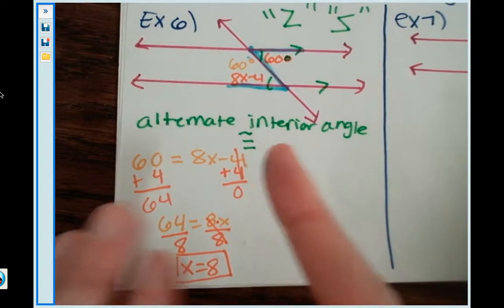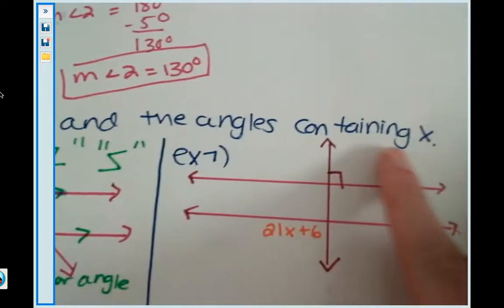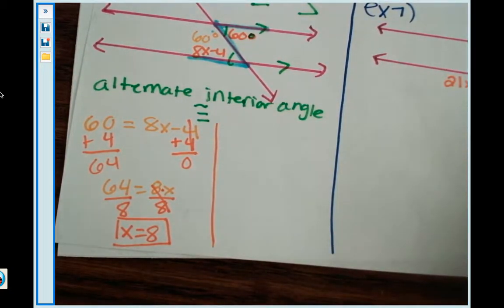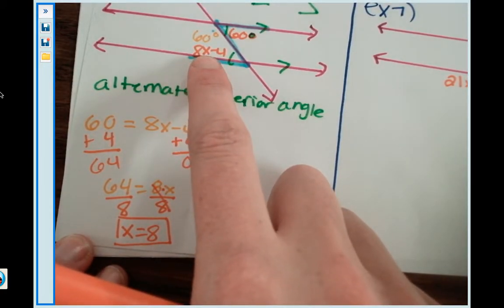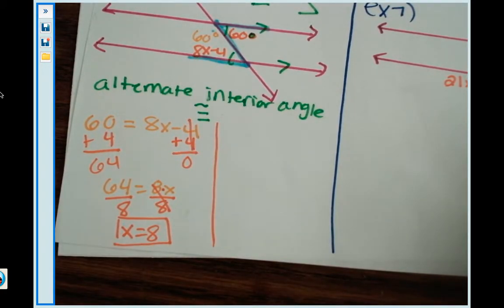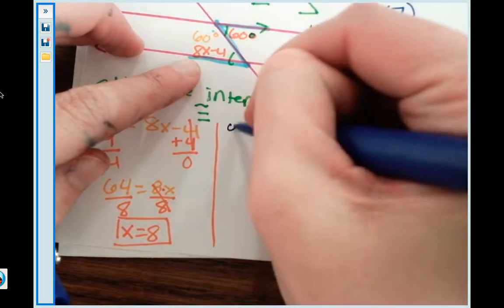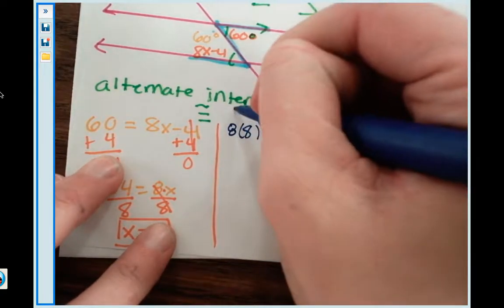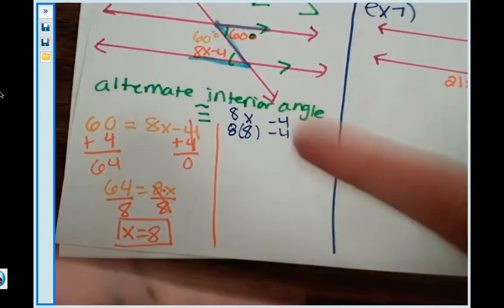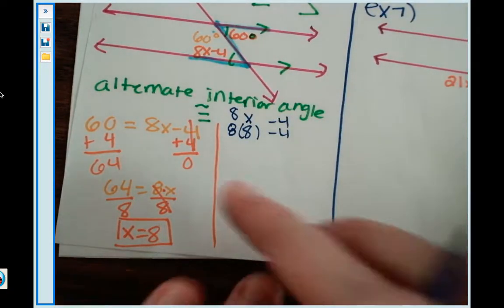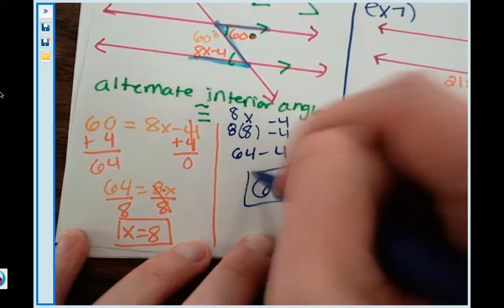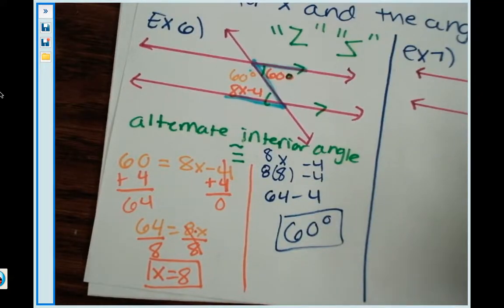Nice. But we're not done. It says find the measure of the angle containing the x, which technically I know it should be 60 when I get done. So let's just double check. It doesn't hurt to check, right? I'm going to substitute my x back in right here to see if I get 60 degrees or not. Let's see what happens. So I'm going to have 8 times my x, which is 8, minus the 4. So this is 8x minus 4, and I transform my x into an 8. 8 times 8 is 64, and 64 minus 4 is 60 degrees. Holy hot dog, we got it right. Wasn't that fun, you guys?